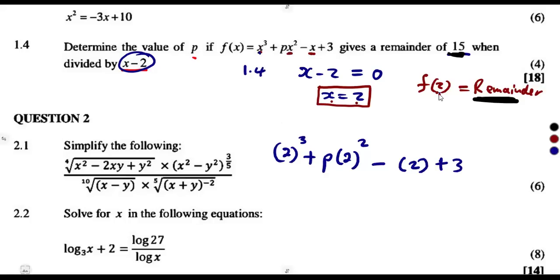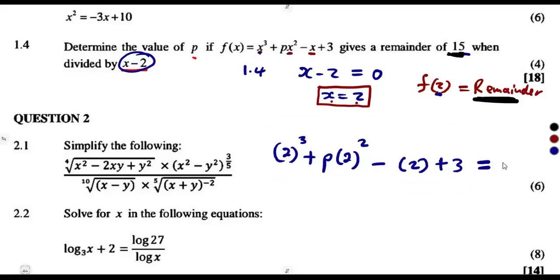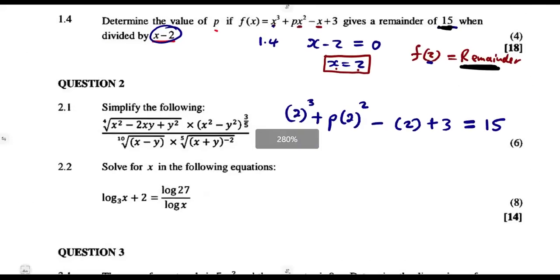So we are saying f of 2 is equal to the remainder. What is our remainder? If you substitute it here, this is our f of 2. It is equal to the remainder, which is 15. So we must take it as an equation now, equal to 15. You formed an equation that you need to solve for p, just like that. Guys, this is an equation.